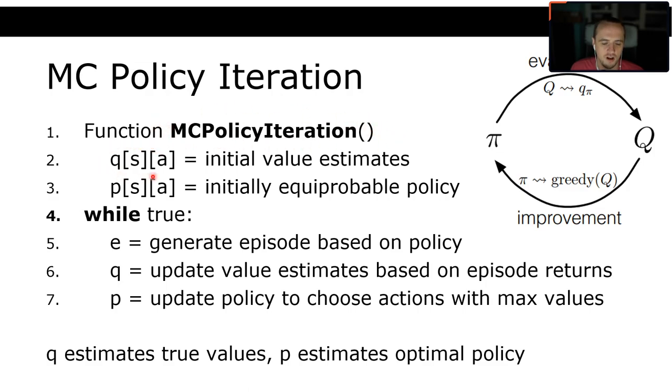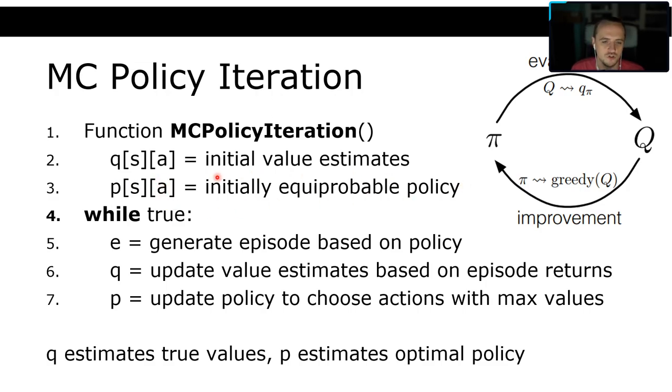So we're going to start off with Q(S,A), some initial value estimates. Maybe we set them all to zero, maybe we set them all randomly. It doesn't really matter. We're going to have a policy, P, and our policy is going to store, for each state, the probability that we should take each of the actions.